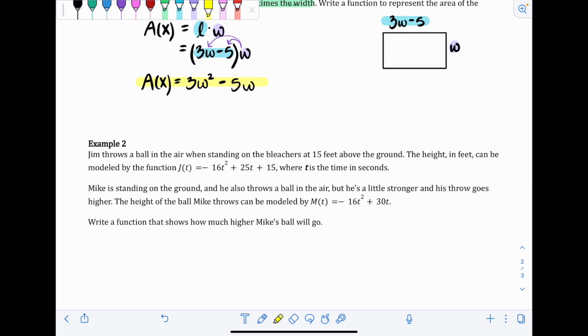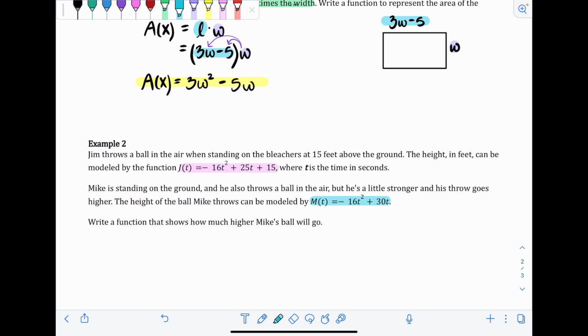Okay, so example 2. Jim throws a ball in the air when standing on the bleachers at 15 feet above the ground. The height in feet can be modeled by the function j of t equals negative 16t squared plus 25t plus 15, where t is the time in seconds. Mike is standing on the ground and he also throws a ball in the air, but he's a little bit stronger and his throw goes higher. The height of the ball Mike throws can be modeled by the function m of t equals negative 16t squared plus 30t. Write a function that shows how much higher Mike's ball will go.